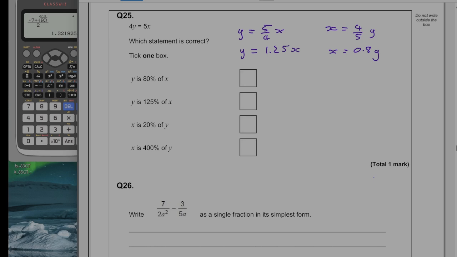So the only one that fits here would be 125%. So y is 125% of x. I was tempted with, no, none of the others will work. We could say that x is 80% of y, but that's not one of our options.